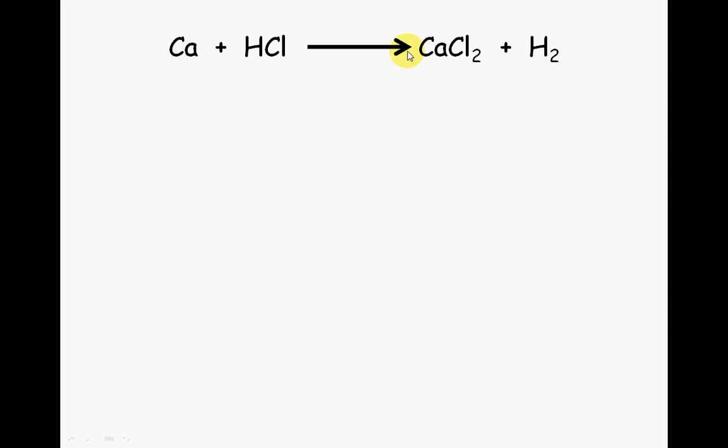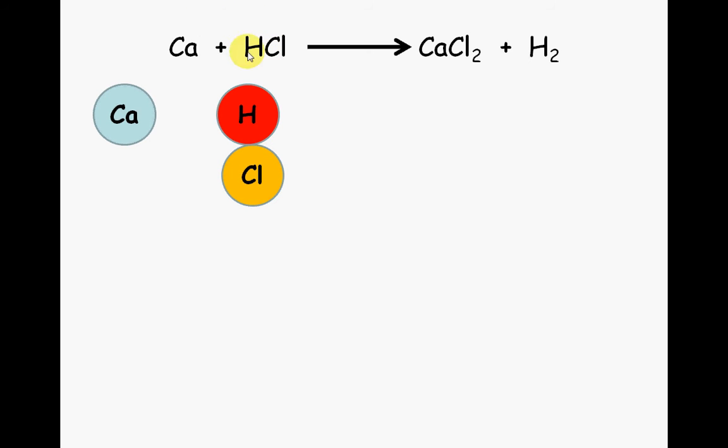Okay, we've got calcium and we've got hydrogen chloride and we've got calcium chloride and hydrogen. Okay, so now these are my reactants and my reactants make my products. Okay, so what I'm going to do is draw out the atoms for my reactants. Here I've got 1 calcium atom on its own. I've got 1 hydrogen atom and 1 chlorine atom.